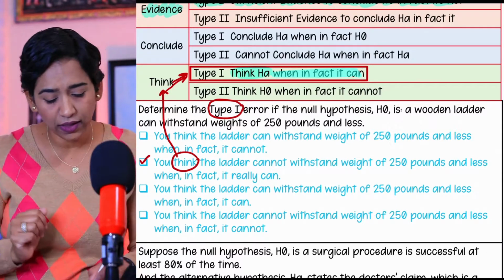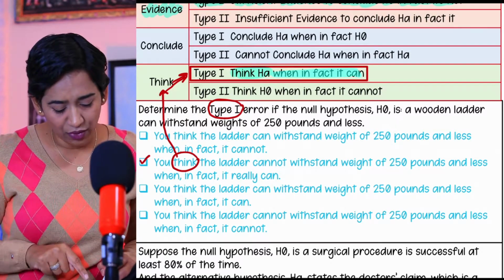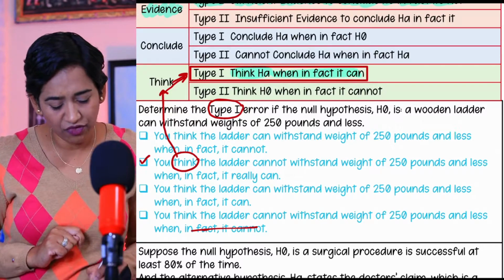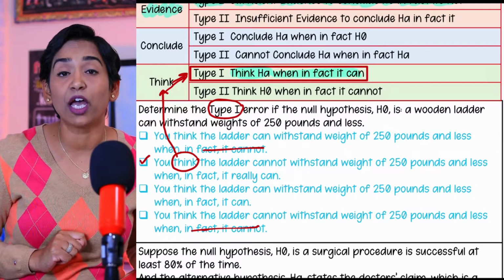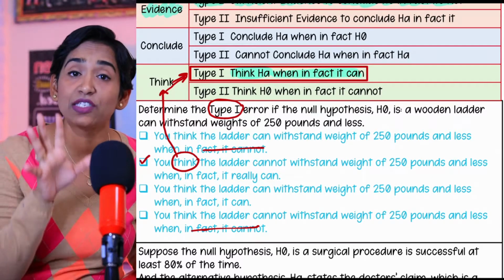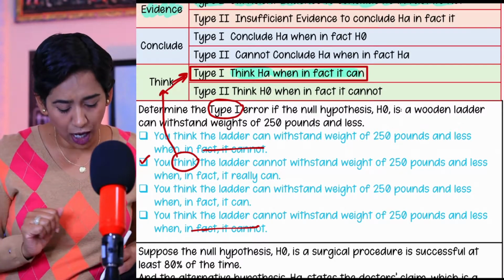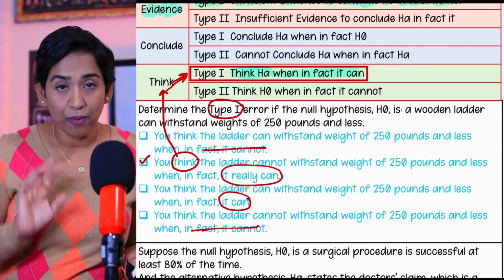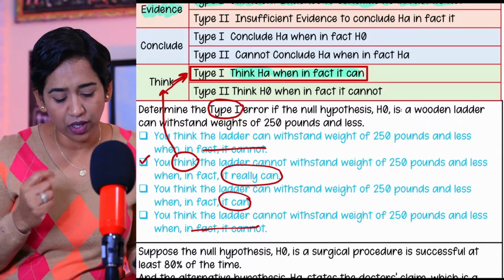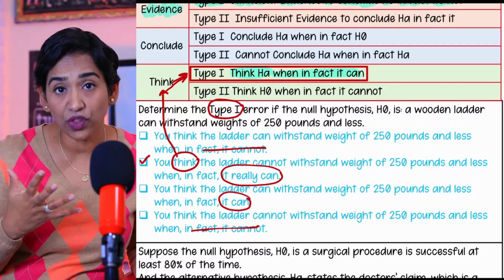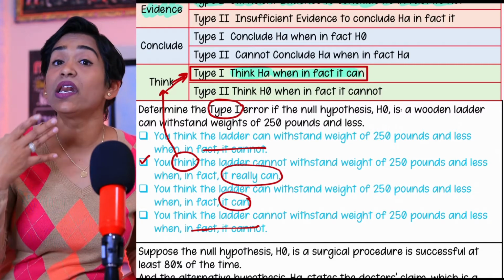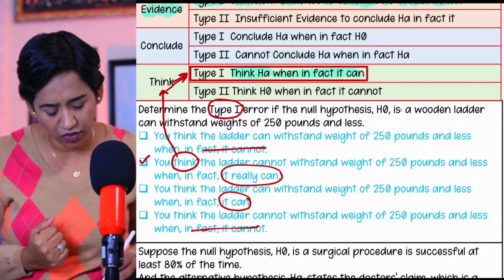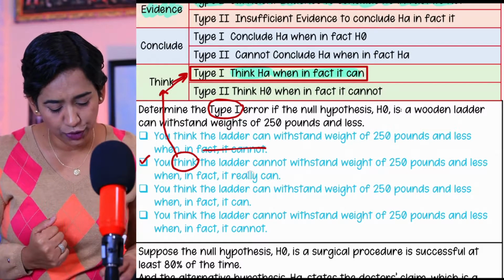The other way to look at the problem is, look how it says, in fact it cannot. So this is not my option. The verbiage has to match. So my only two options are in fact it can, but then I look at the first part. Think HA. What are you thinking? You're thinking the ladder cannot withstand. That is HA. So your only option here is option 2.